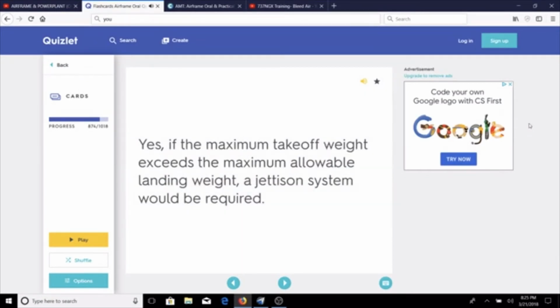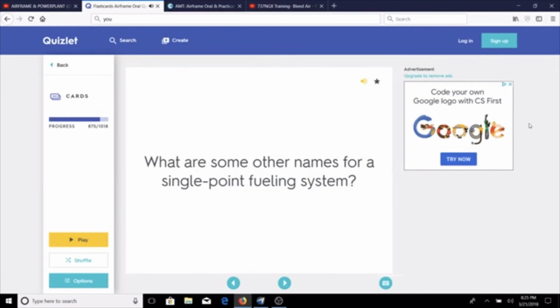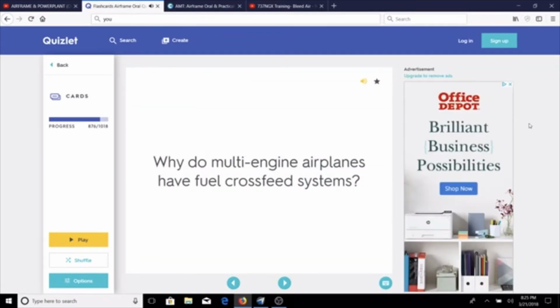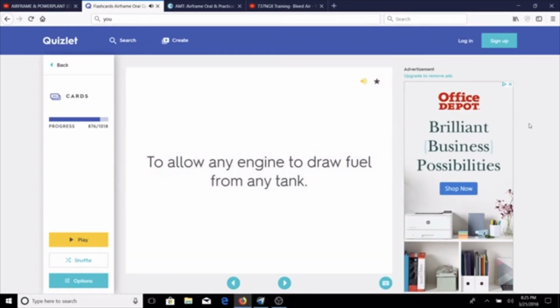Yes, if the maximum takeoff weight exceeds the maximum allowable landing weight, a jettison system will be required. What are some other names for a single-point fueling system? An underwing or pressure fueling system. Why do multi-engine airplanes have fuel crossfeed systems? To allow any engine to draw fuel from any tank.